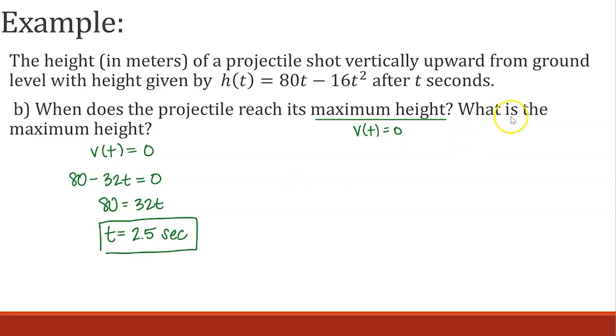The second part of the question is, well, what is the maximum height? Well, if I know it happens at 2.5 seconds, then I simply plug 2.5 into the h function to find that maximum height. So we're going to do h of 2.5. So we have 80 times 2.5 minus 16 times 2.5 squared. And we actually get a nice number out of this. We get exactly 100. So that height would be 100 meters.